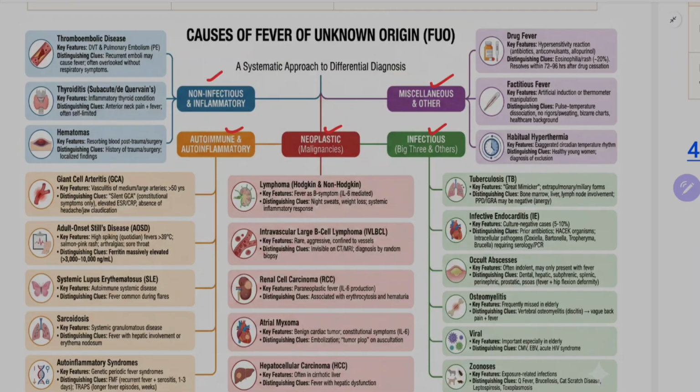Let us see the last thing. In infectious disease, tuberculosis is important, and next are infective endocarditis, occult abscesses, osteomyelitis, viral and zoonoses. In neoplastic, lymphoma, Hodgkin, non-Hodgkin, intravascular lymphoma which is rare, renal cell carcinoma, hepatocellular carcinoma, atrial myxoma. In the NIIDs, it is GCA, giant cell arteritis, adult onset Still's disease, SLE, sarcoidosis, and autoinflammatory syndromes, familial Mediterranean fever. Little three: drug fever, factitious fever, and habitual hypothermia. Other three: thromboembolic disease, thyroiditis, and hematomas.